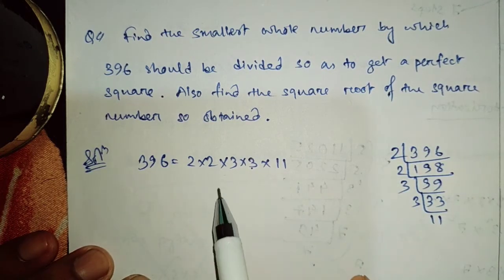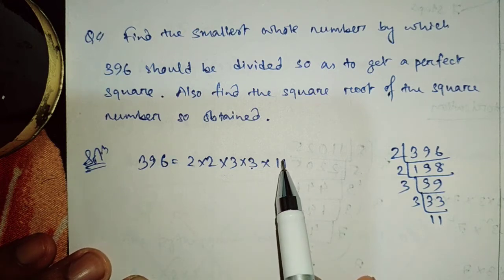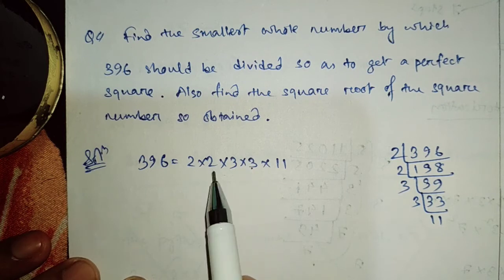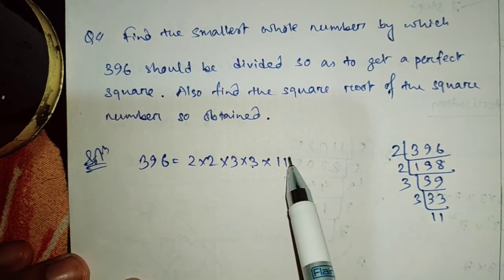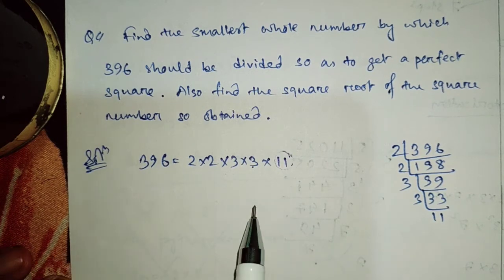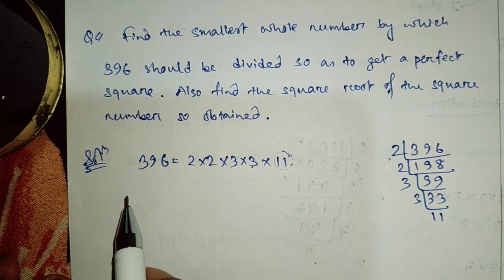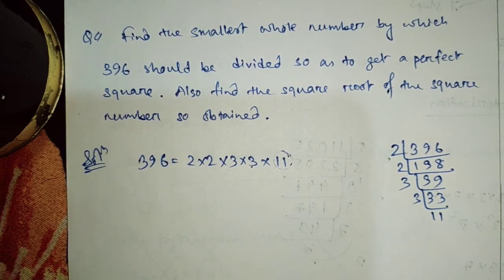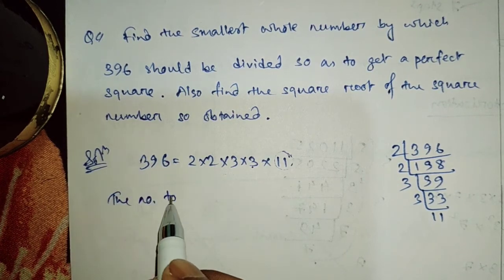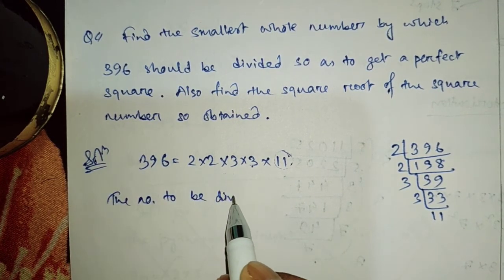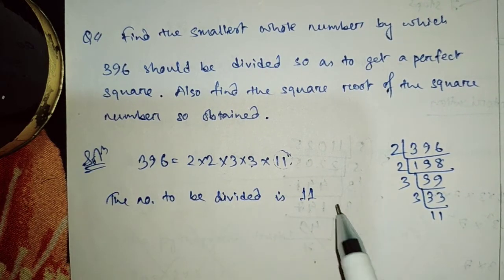If we just divide this number by 11, the 11 will cancel out. What will remain? 2 into 2, 3 into 3, which is a square number. So the number which is alone, the lonely one, we will remove. So here the number to be divided by is 11.